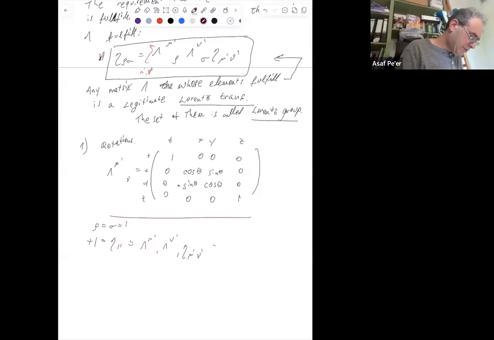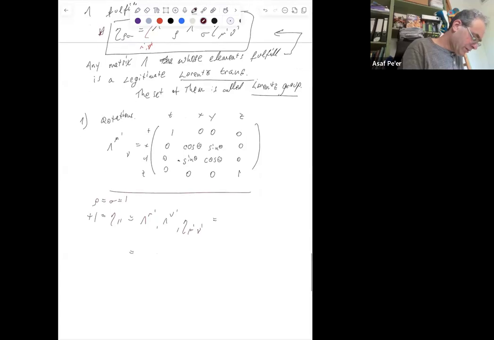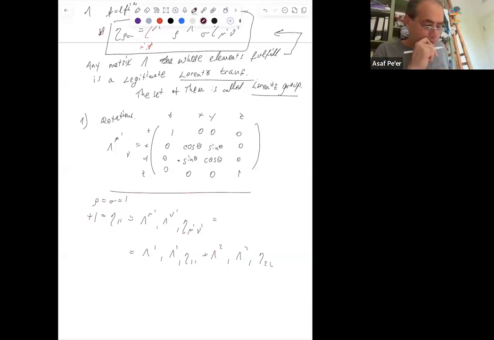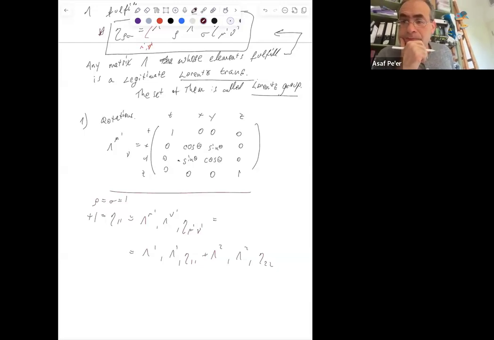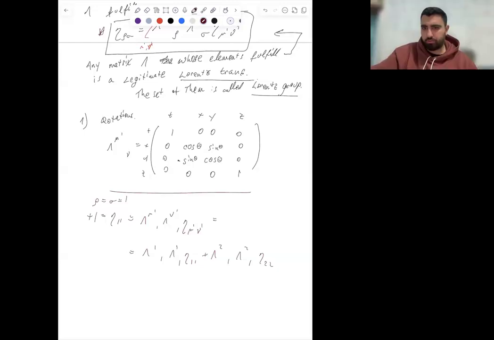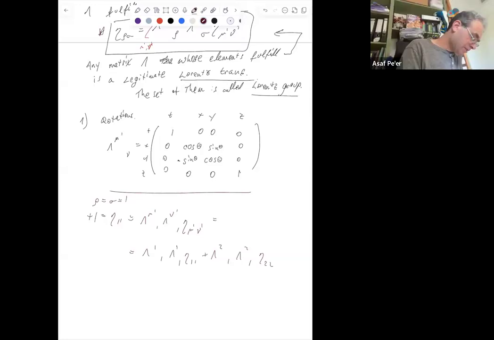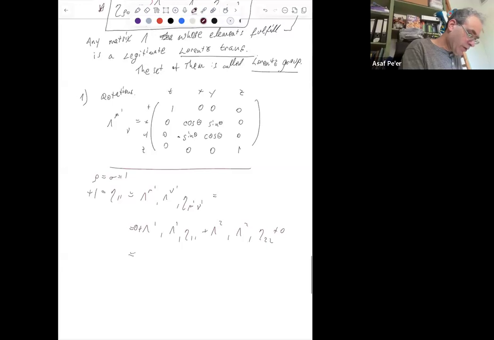So the only non-zero terms we have would be lambda 1,1, lambda 1,1, eta 1,1, plus lambda 2,1, lambda 2,1, eta 2,2. And of course, what is lambda 3,1? Also 0, so we don't care. We can say 0 plus that plus a 0. The zeros we don't care about. So what is lambda 1,1?